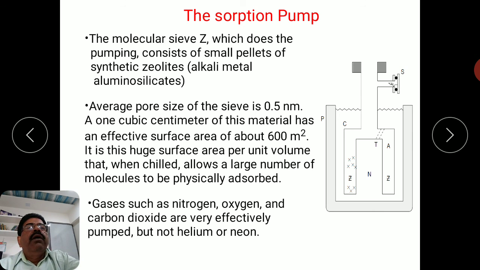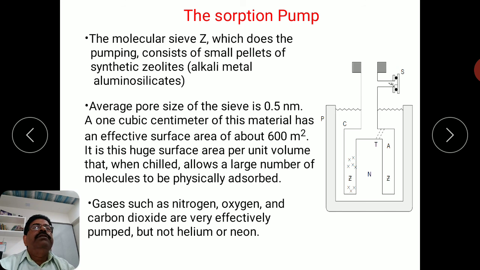Gases like nitrogen, oxygen, and carbon dioxide, whose vapor pressure is substantially low, are very effectively pumped. But helium and neon cannot be pumped here, because as discussed earlier, for that we need activated charcoal. Gas molecules like helium, neon, and hydrogen can be pumped in the presence of activated charcoal.